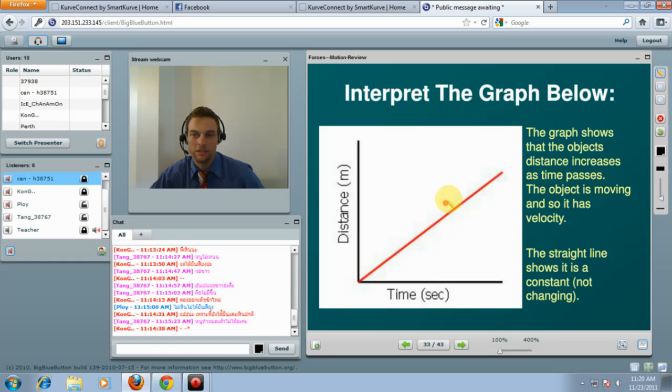Okay, so this is constant speed. This is wrong. It should be speed. The graph shows that the object's distance increases as time passes. So the object is moving, and if we knew the direction, it would be velocity, but since we don't, this is speed. So constant speed.